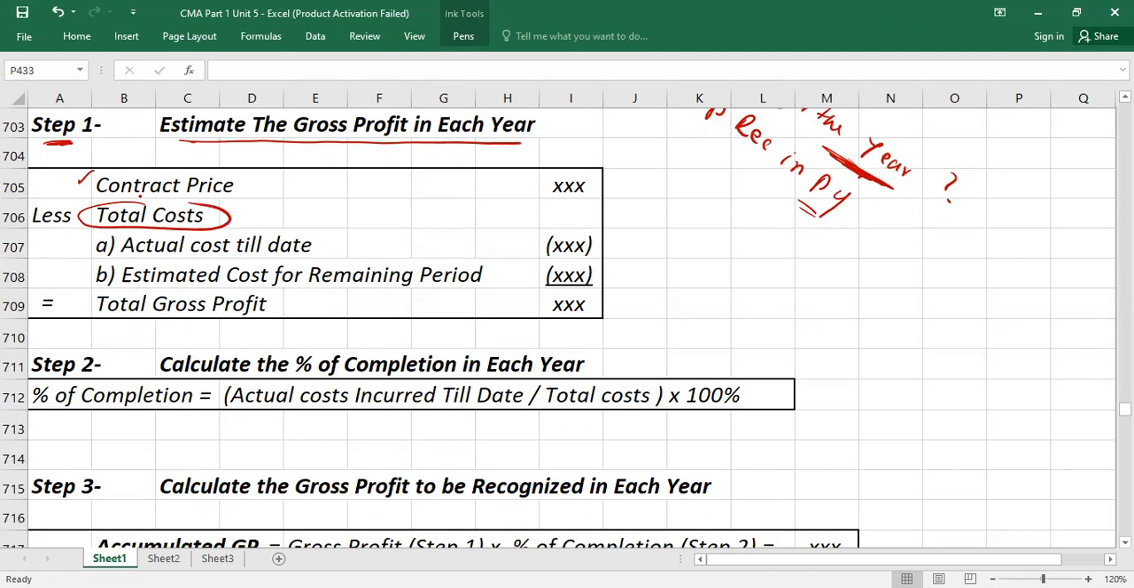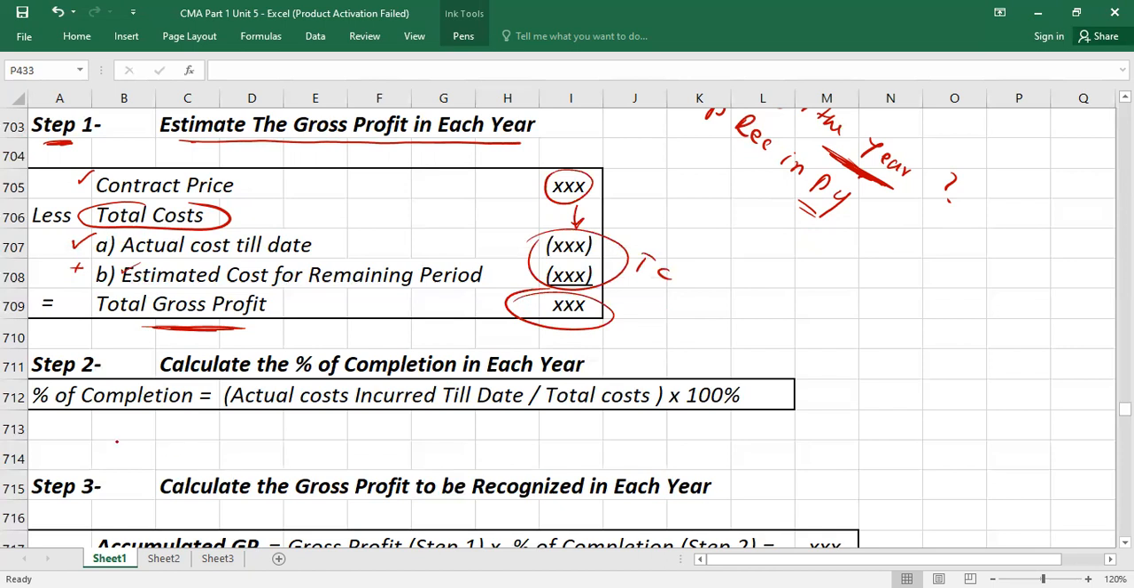Total cost. And I told you how you will get total cost: actual cost till date plus estimated cost for the remaining period. This will give you total cost. Take contract price minus total cost. This will give you the estimated amount of gross profit, the total gross profit.